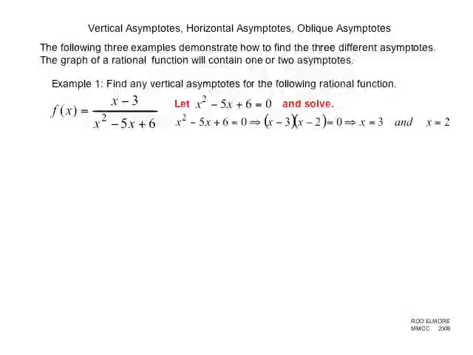Let x squared minus 5x plus 6 equals 0 and solve. Therefore x squared minus 5x plus 6 equals 0. And we can factor it, so we have the quantity x minus 3 times x minus 2 equals 0. And this implies that x equals 3 and x equals 2 are zeros, so they make the denominator 0, and so they create two vertical asymptotes. One at x equals 3 and the other one at x equals 2.